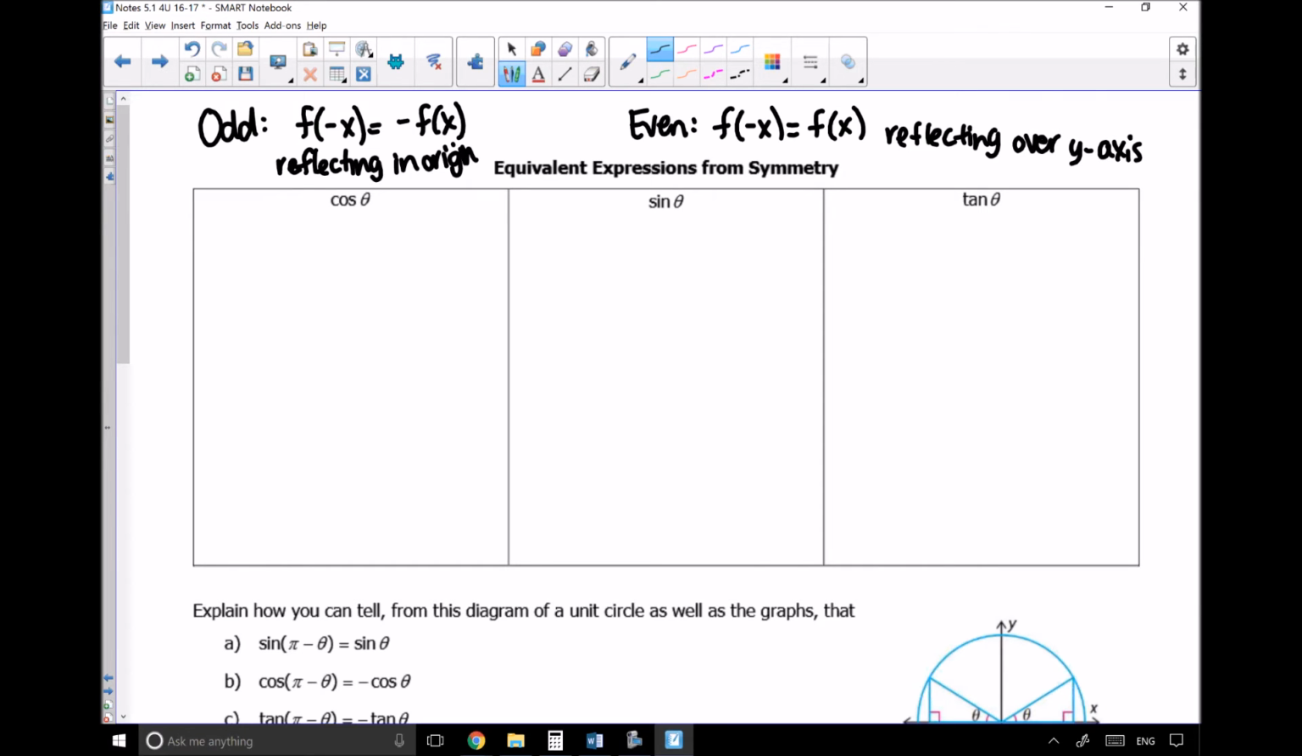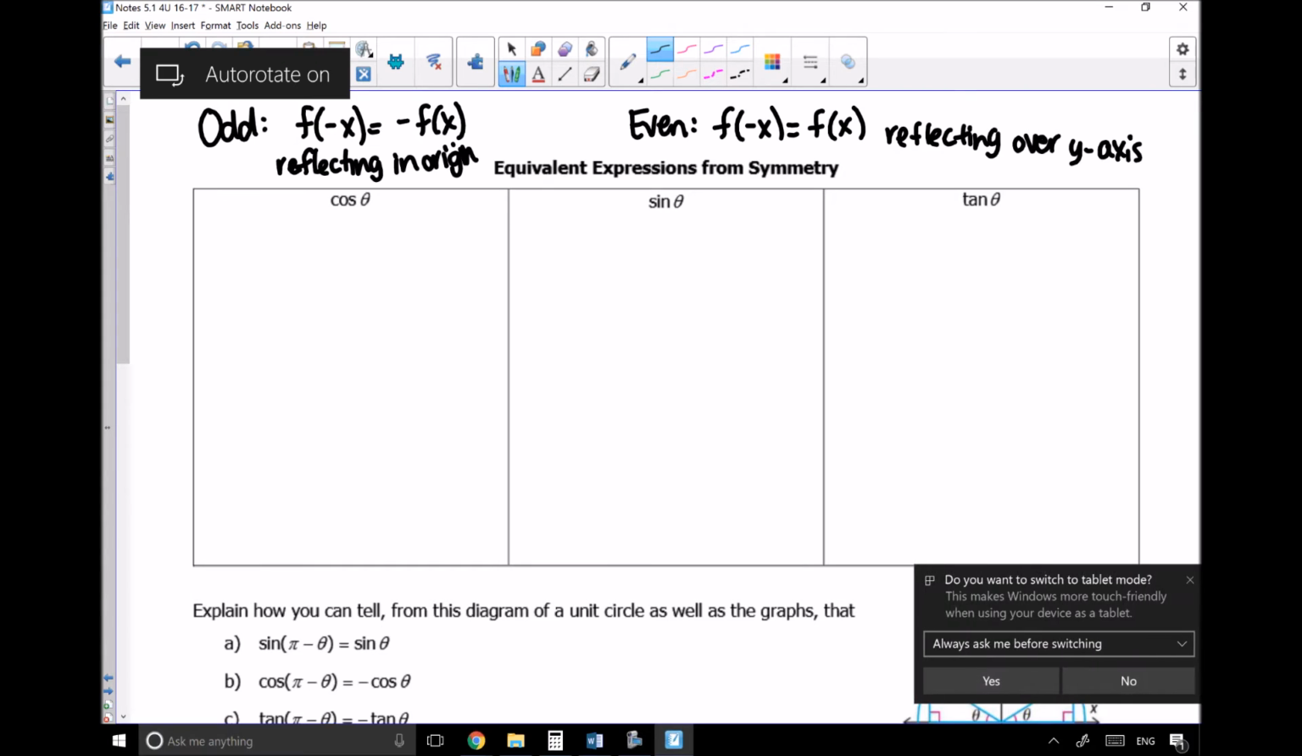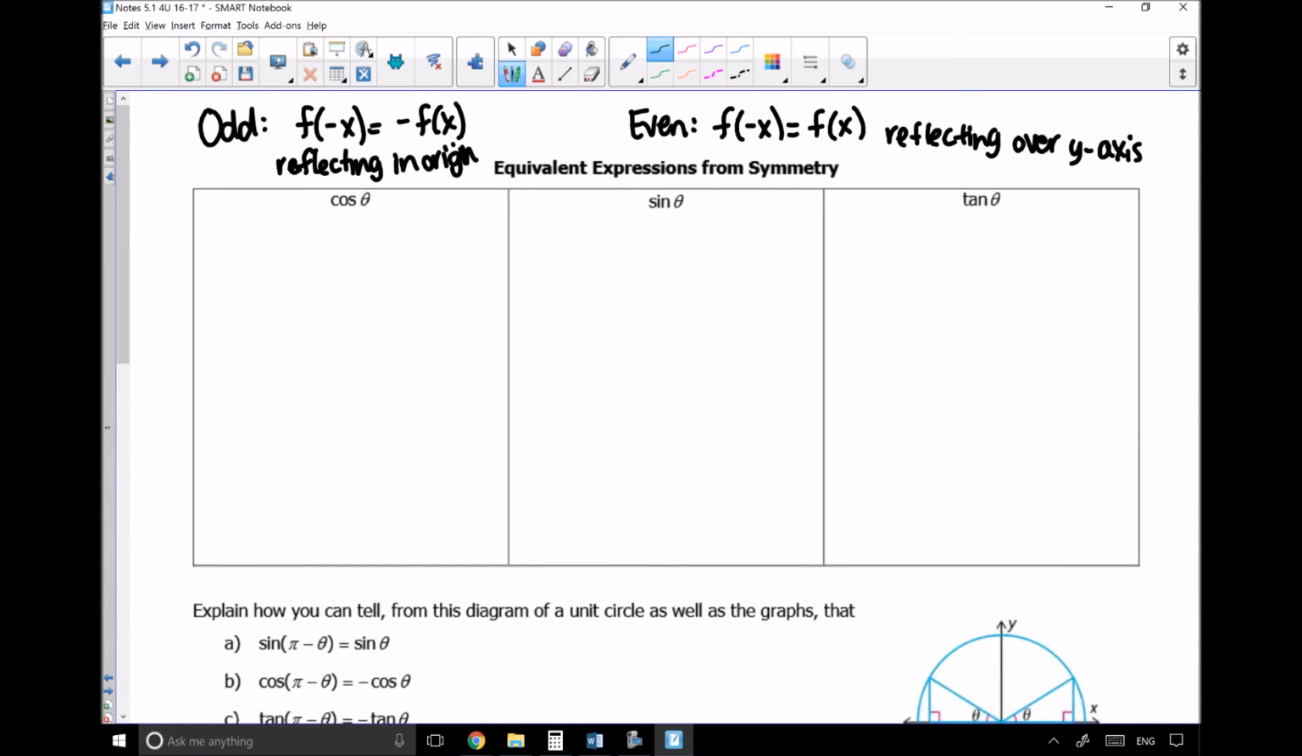Okay, so let's go ahead and take a look at cosine of theta using the unit circle. If I have a triangle right here, this angle inside of here is angle theta. Let me just draw this a little bit bigger so you can see it a little bit better. So right here, this is angle theta inside of here.